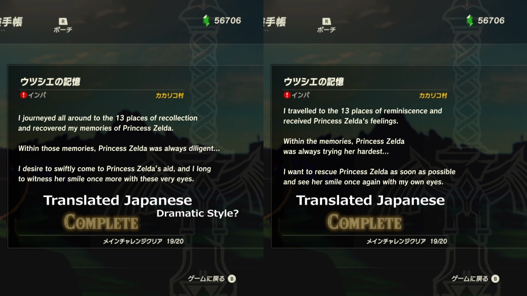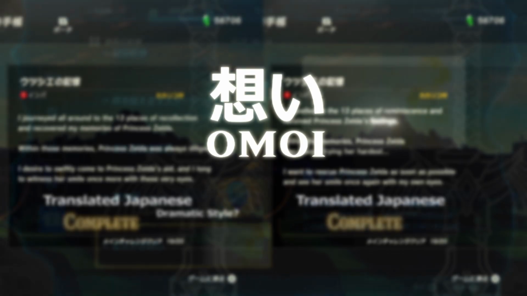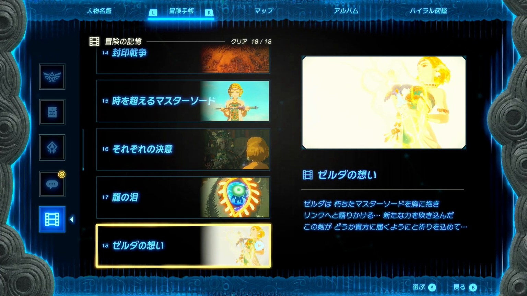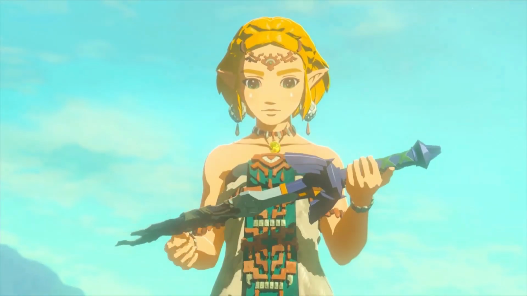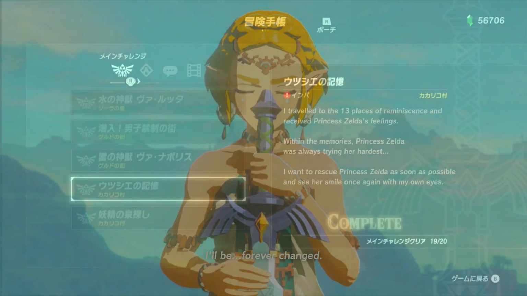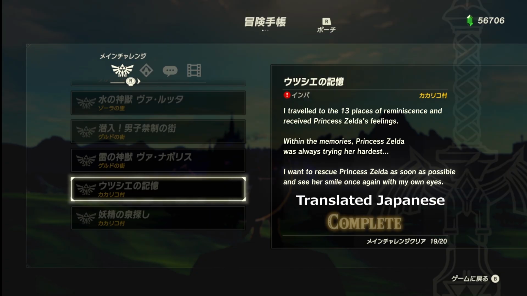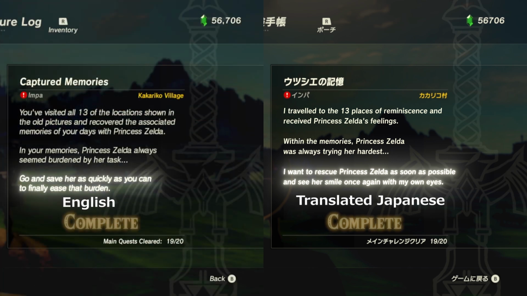The word that I translated as feelings in the first translation is omoi, which is also the same word used in the Japanese version of Memory 18 in Tears of the Kingdom, which is titled Zelda's Wish in English. Given the context of everything, I believe that feelings or wish would both be an appropriate translation for this part of the text. The biggest difference in this entry is this line in Japanese that describes the desire to see Zelda's smile again, which has been localized in English to "go and save her as quickly as you can to finally ease that burden." While the English localization does capture some of the essence of the Japanese to an extent, it isn't quite on the same level, at least in my opinion.